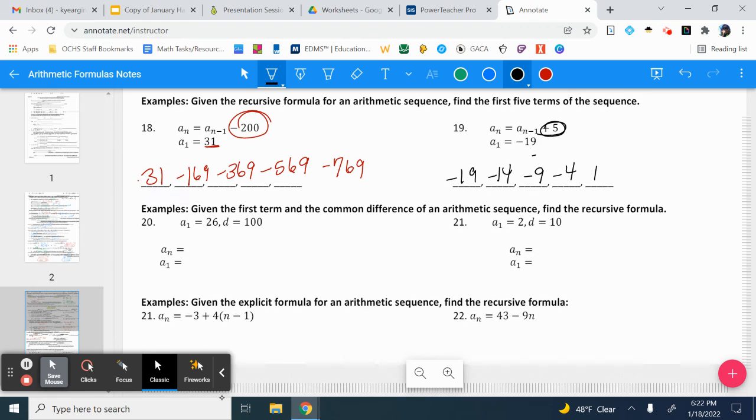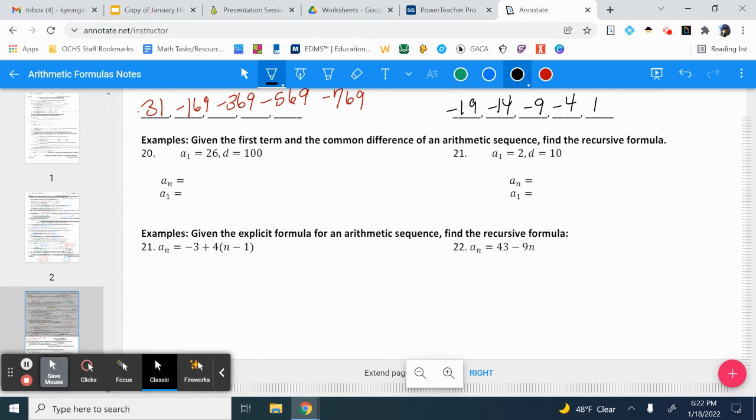All right. Another way to build our recursive formulas here is they want us to use the values that are given and just create the formula. Well, this one's easy. A sub 1 equals 26. Go ahead and fill that in. Then all you have left is the part that never changes. A sub n equals a sub n minus 1. And it said my common difference is positive 100. For 21, my first term is 2. Part that never changes. A sub n equals a sub n minus 1. Common difference here is positive 10.